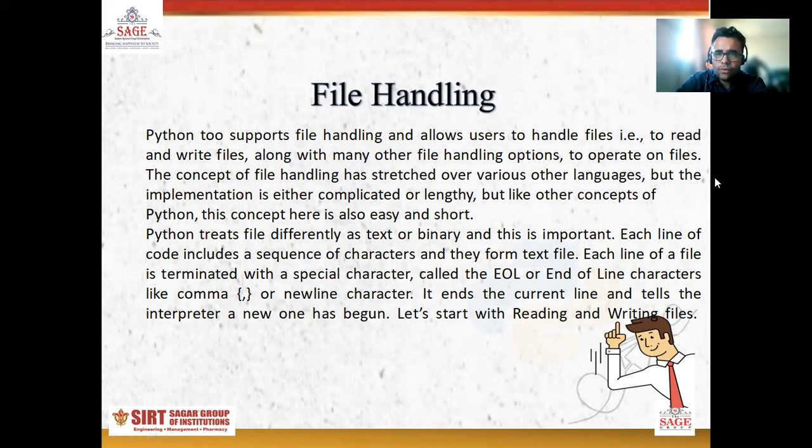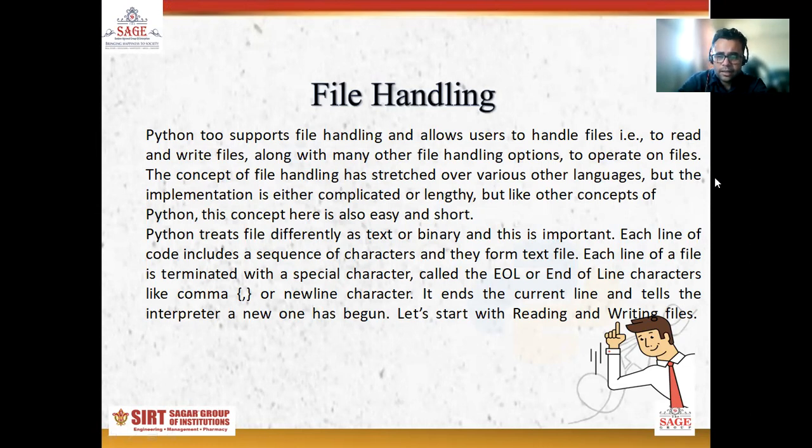Each line of code includes a sequence of characters in the form of text files. Each line of a file is terminated with a special character called end of line, EOL. So EOL characters like commas or newline characters end the current line and tell the interpreter a new one has begun. So let's start with reading and writing files.